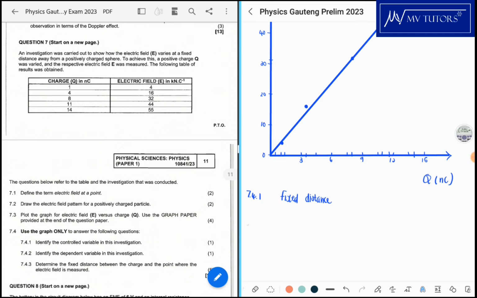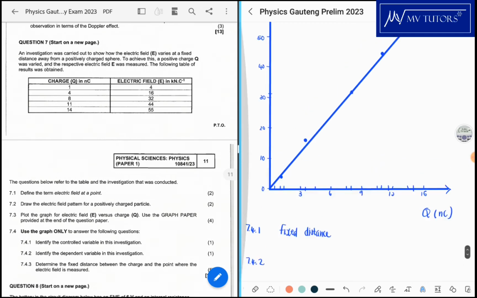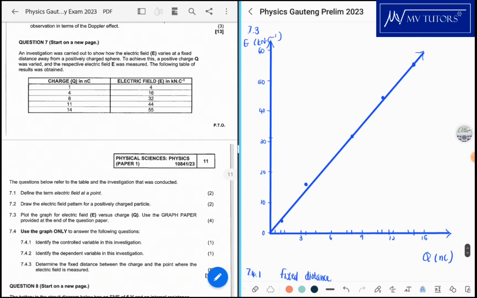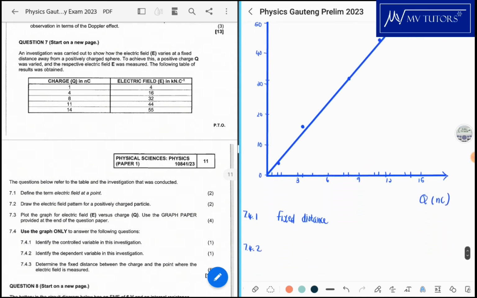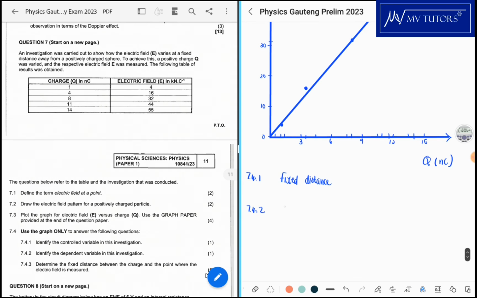And then 7.4.2, it says identify the dependent variable in this investigation. Dependent, remember, it's on the y-axis. Independent is on the x-axis. So on the y-axis, we have electric field. Okay, and then 7.4.3, determine the fixed distance between the charge and the point where the electric field is measured.